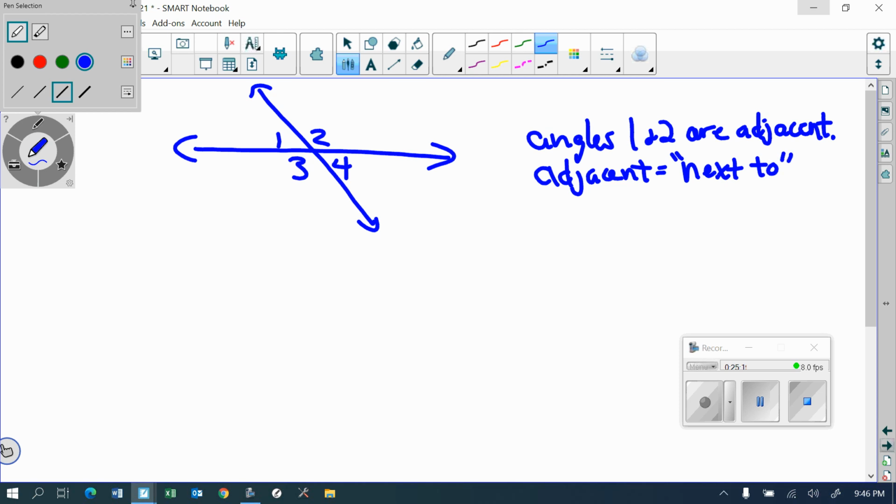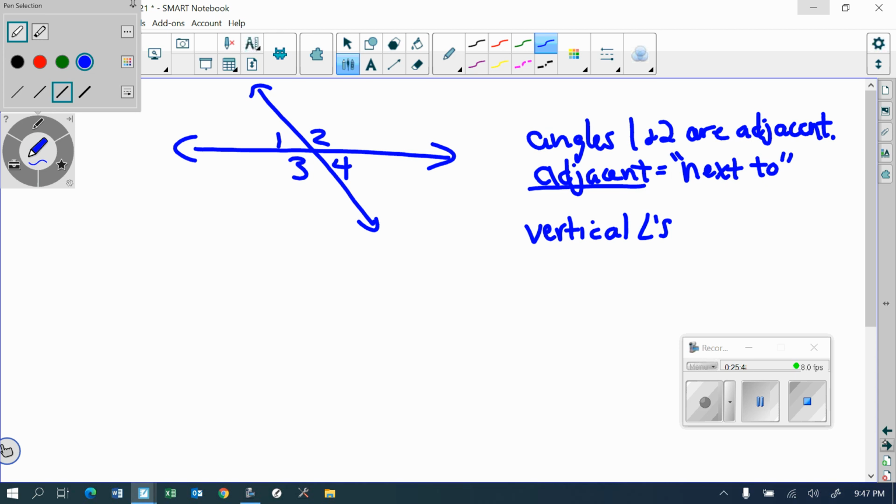Anytime I say what's adjacent mean next to, that means they're connected. They share the common ray. Okay, so angles 1 and 2 are connected. They're right next to each other. Angles 1 and 3 are adjacent. Angles 3 and 4 are adjacent. Angles 2 and 4 are adjacent. Those are all adjacent angles. They're next to one another. Now, so that's adjacent. Next vocab word is vertical angles.